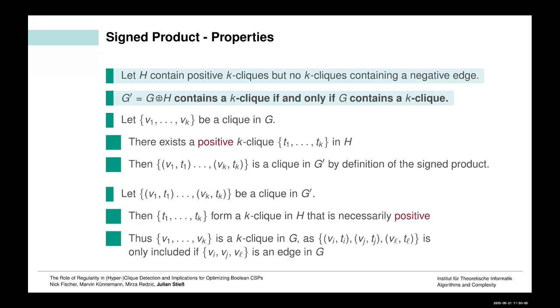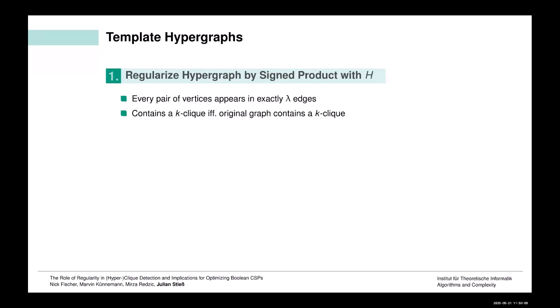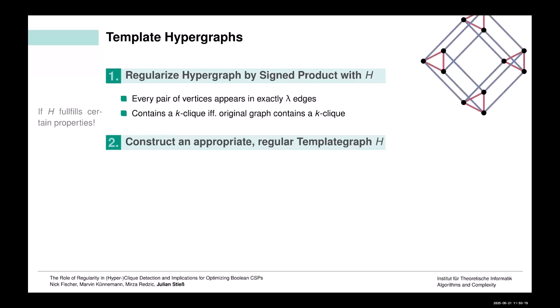Okay, so that's basically the two properties, and both of these properties in the signed product need a special kind of graph. And now the question is, what does this graph look like? Can we actually construct it, and if so, how? That's the second step: constructing such a graph, which we call the template graph H.